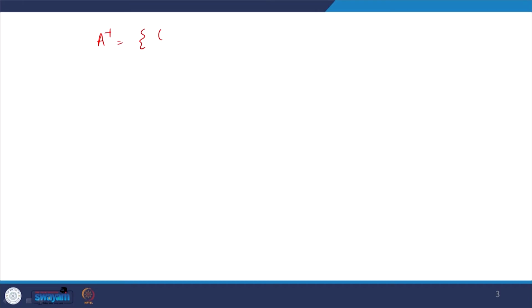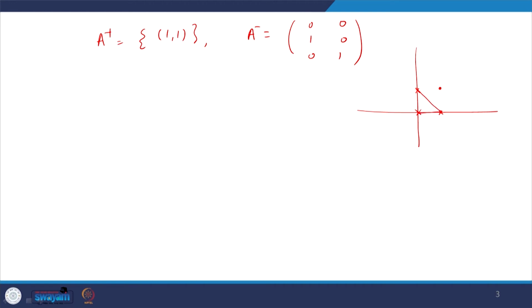A plus contains only 1 data point, (1,1), and A minus contains 3 data points: (0,0), (1,0), (0,1). So, if you see by geometry, A minus is (0,0), (1,0) and (0,1), these are 3 points, and A plus has only 1 point, (1,1). Of course, the convex hull of these 3 is only this, and the convex hull of this point is itself. So, they are linearly separable. But let us verify this result by formulating the error minimizing LPP.